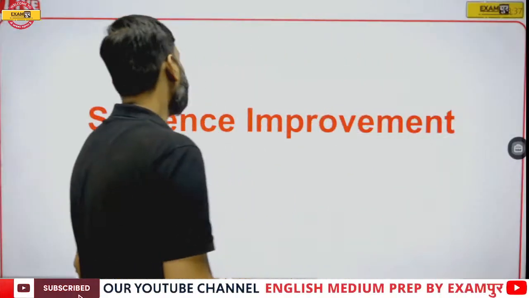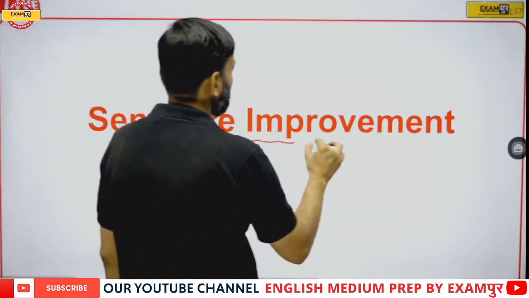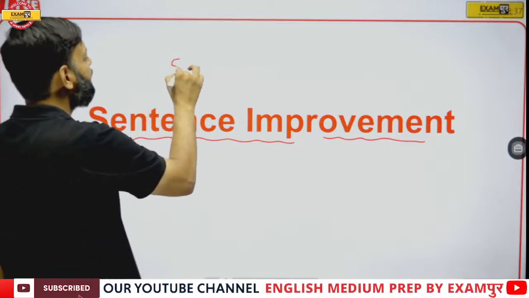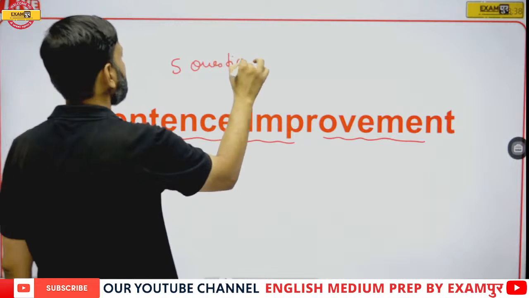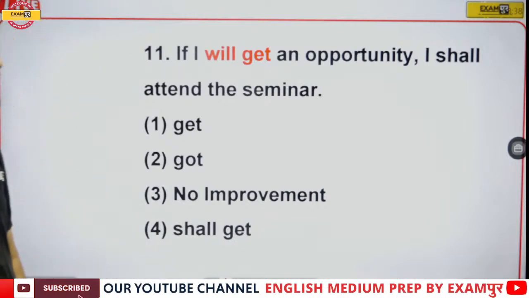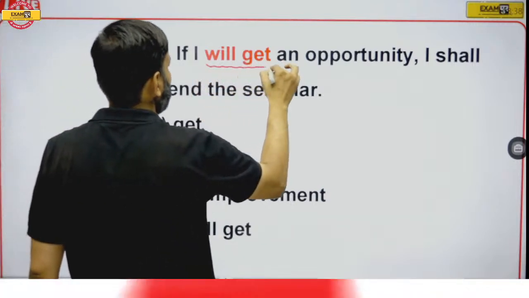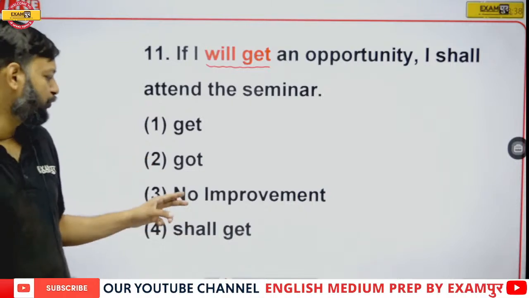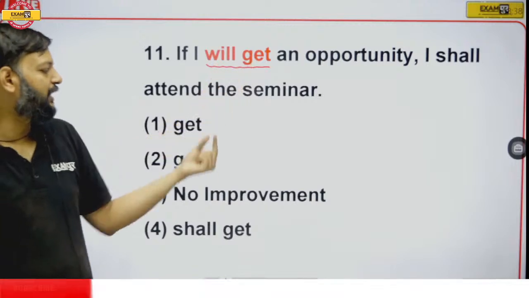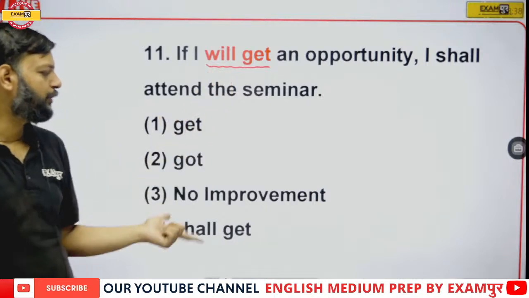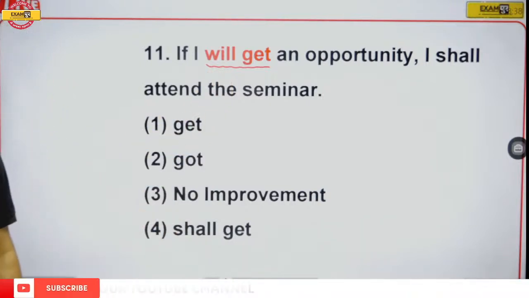Now, the next section is sentence improvement. Now we'll solve 5 questions of sentence improvement. Okay, so here we have the first question. If I will get an opportunity, I shall attend the seminar. Here, will get has been underlined. If you think this is correct, choose no improvement. And if you think this is wrong, you can replace it by any of the given options.